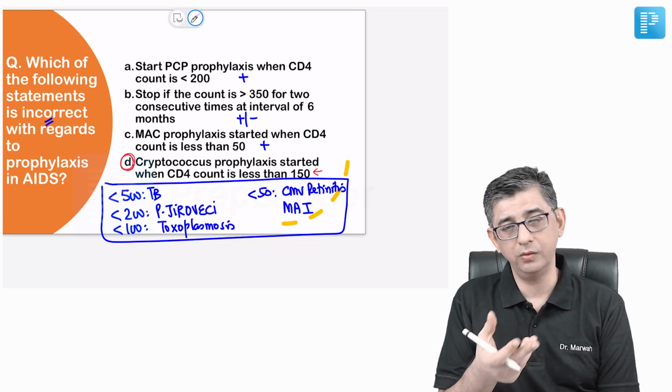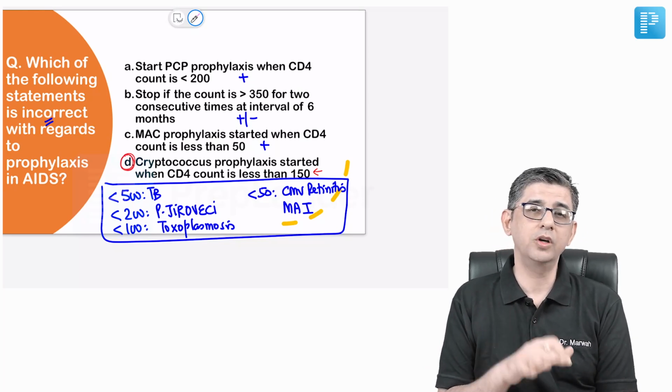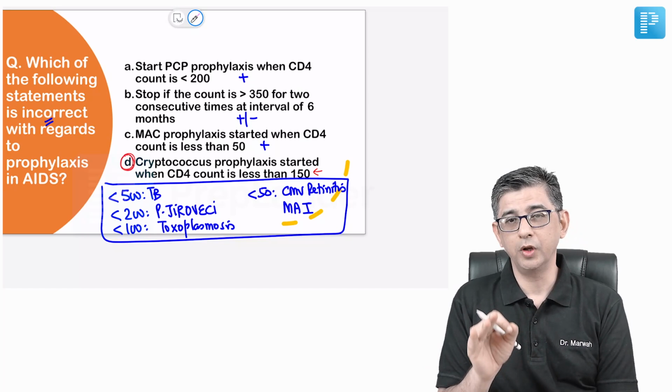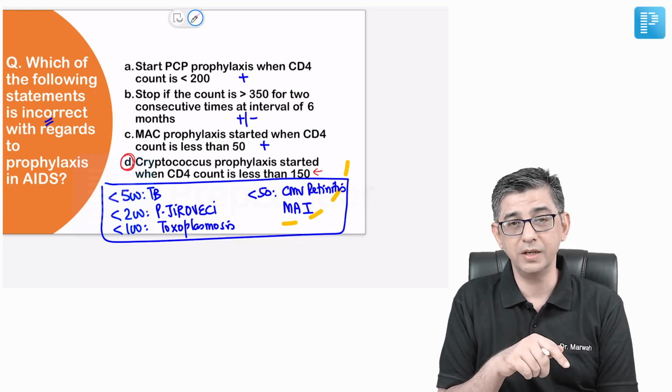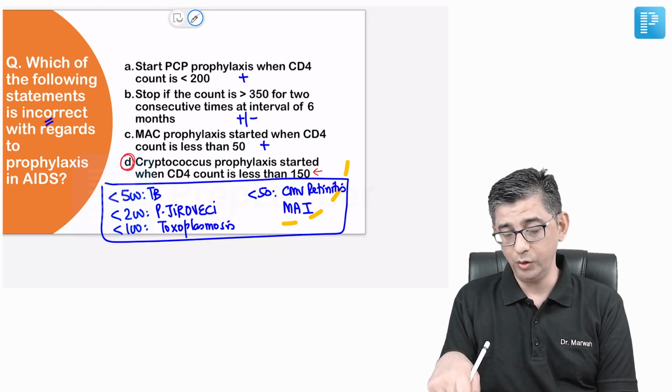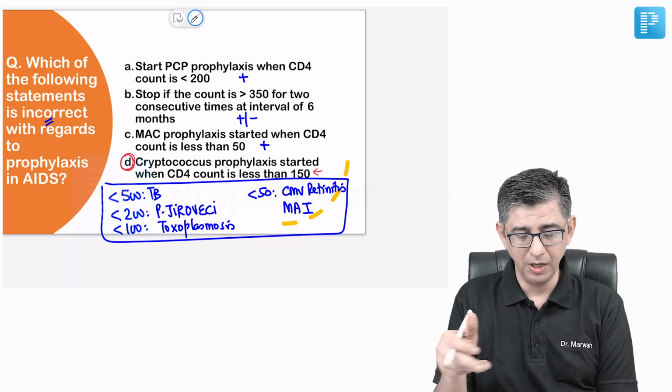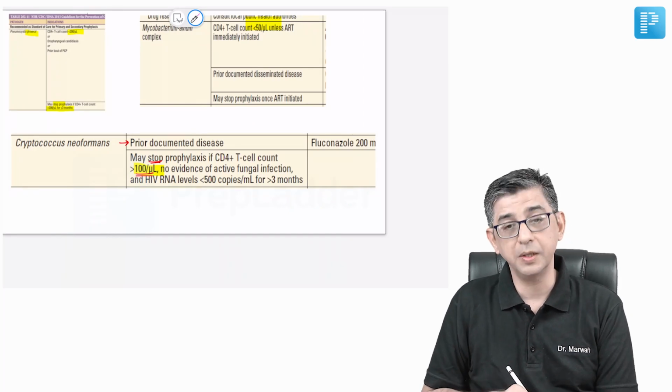So I gave you two reasons. One, only in prior documented disease are you supposed to give the treatment to the patient. Otherwise, there is no need for primary and secondary prophylaxis. And second is this mathematical value that looks a little fishy, a little suspicious, and even the textbook says the same.